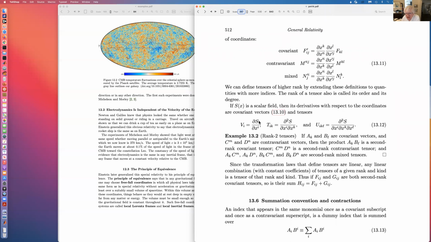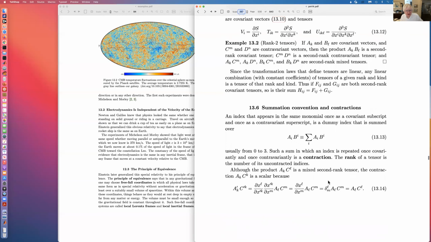Anyway, if you have a scalar field, then its derivatives, its partial derivatives, form covariant vectors and covariant tensors. And if you take just 2 covariant vectors, that's a second-rank covariant tensor. And you can multiply vectors together and you get higher order tensors.